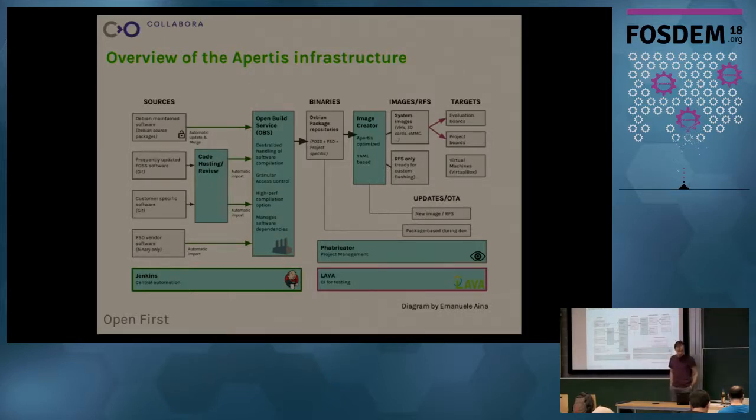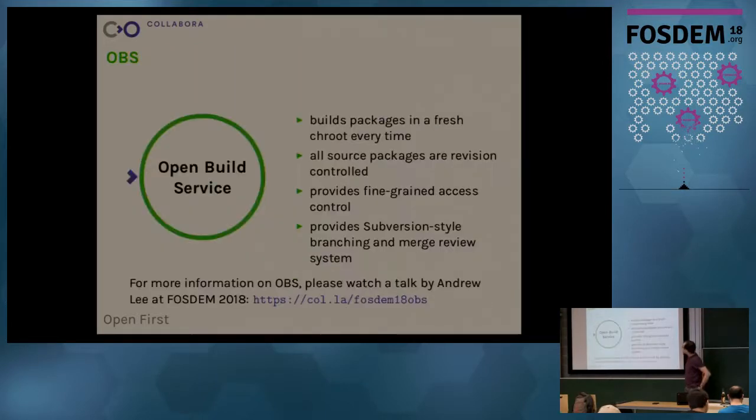We pull a few packages directly into our Git, like systemd and dbus, so that we can apply our patches to them if needed, or we can use newer versions from Debian. The rest goes like the normal packages from Ubuntu and Debian, directly into OBS. But I'll tell you more about what OBS is and how we use it in a moment.